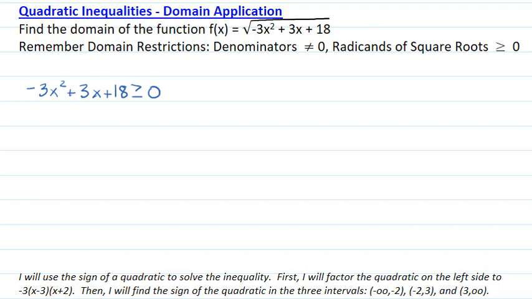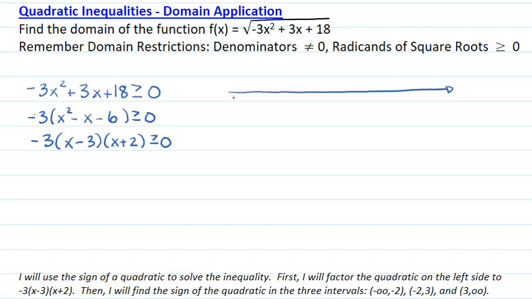First, I will factor the quadratic on the left. Negative 3 x squared minus x minus 6, and that will be negative 3 times x minus 3 times x plus 2 greater than or equal to 0. Then I will find the sign of the quadratic in the three intervals created by the zeros. The zeros are negative 2 and positive 3. The intervals are negative infinity to negative 2, negative 2 to 3, and 3 to infinity.